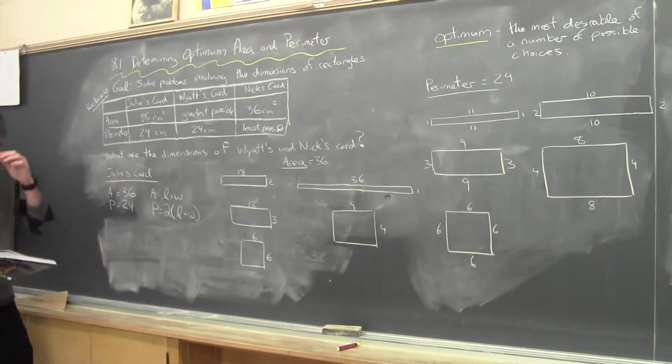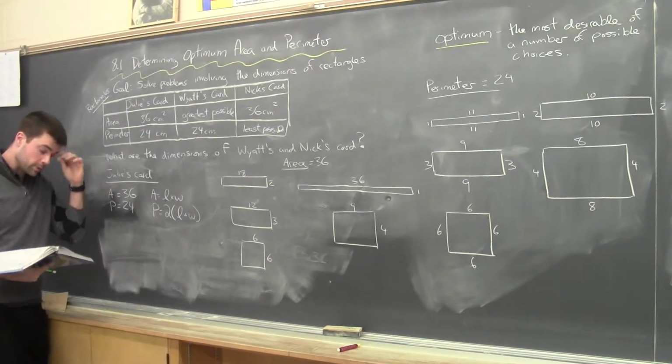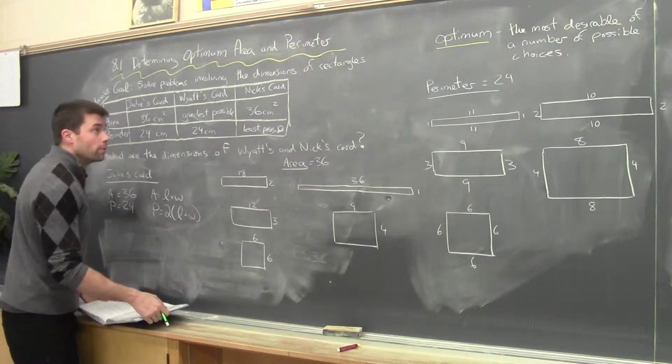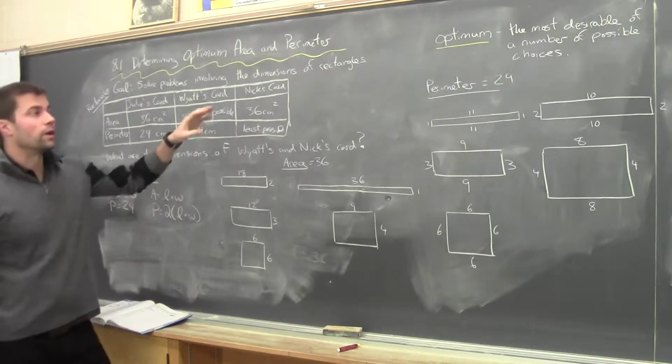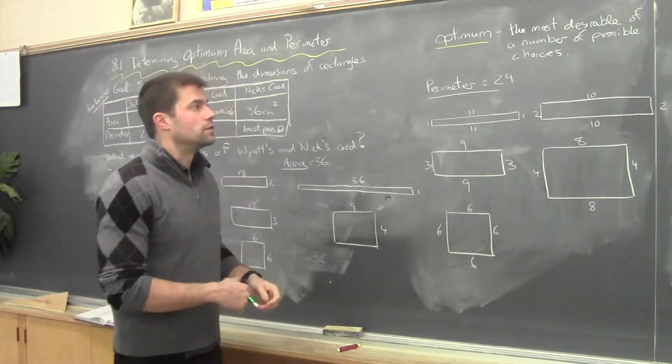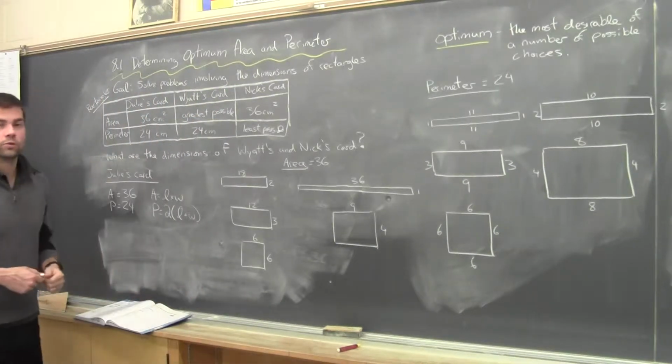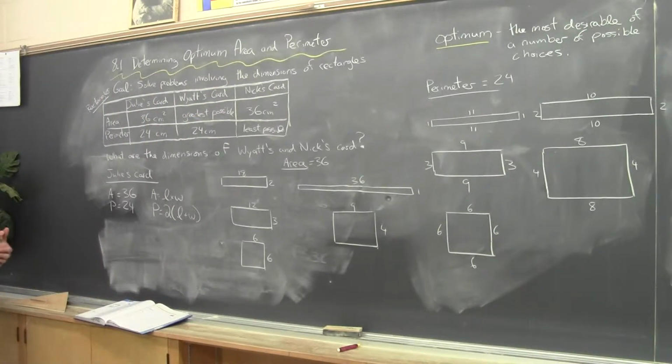And this is 8.1 in your textbook. We're determining the optimum area and perimeter. First definition, you might not be familiar with the word optimum. It's the most desirable of a number of possible choices. Okay, maybe you are, maybe not. There's a definition there. So our goal is to solve problems involving dimensions of rectangles.